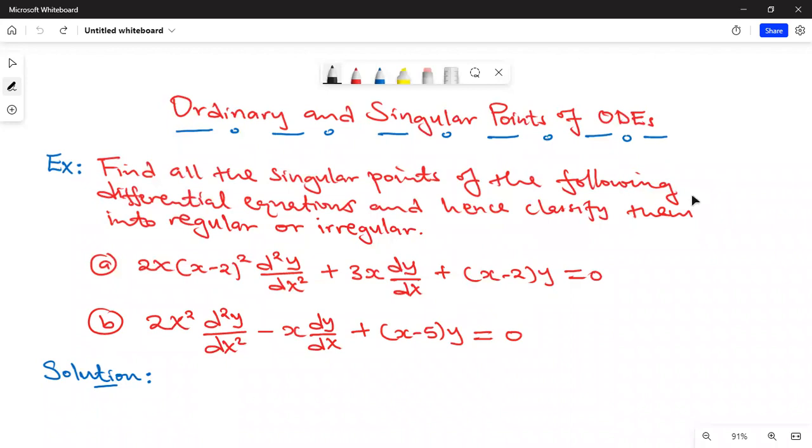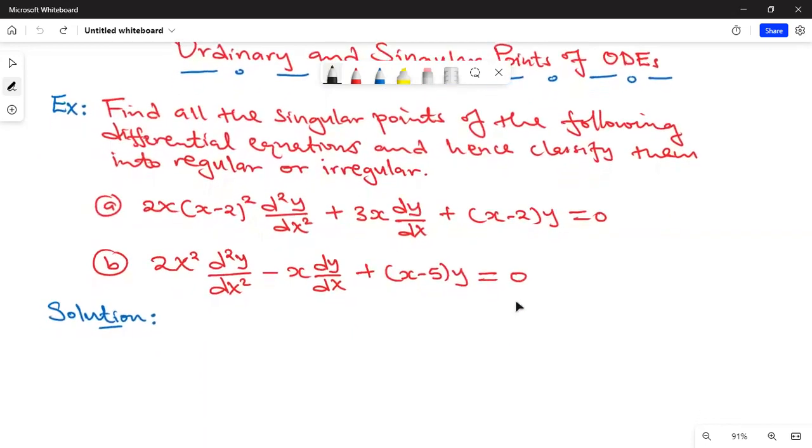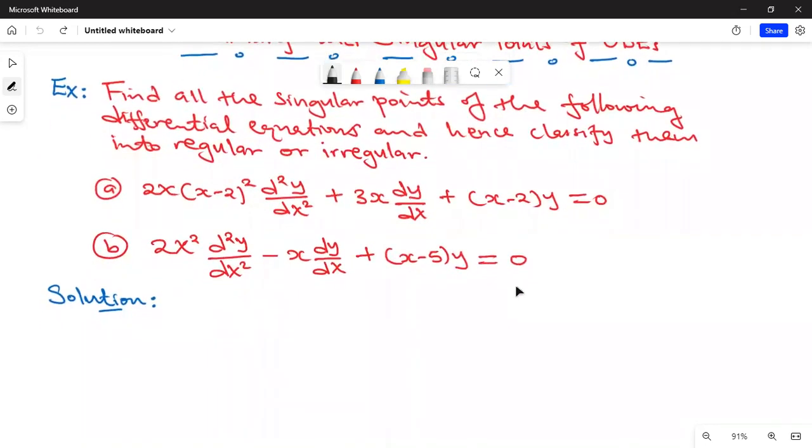regular or irregular. In part A, we have 2x times (x minus 2) squared times d squared y over dx squared plus 3x dy/dx plus (x minus 2)y is equal to 0. In part B, we have 2x squared d squared y over dx squared minus x dy/dx plus (x minus 5)y is equal to 0. So we need to find the singular points. So let's start with part A.